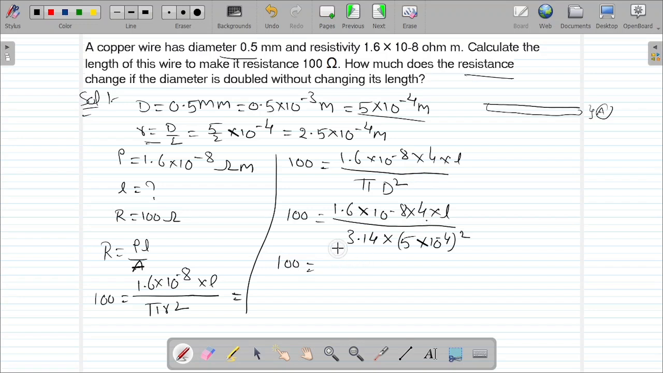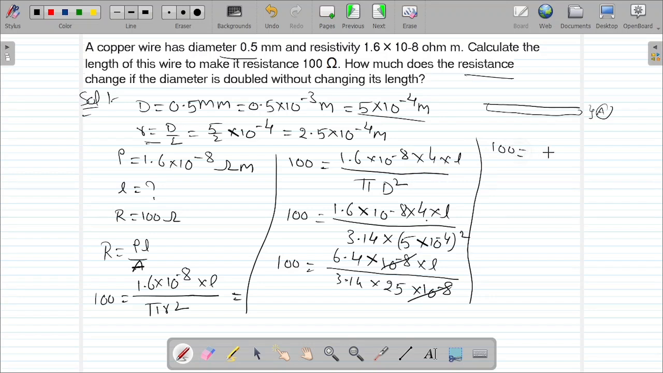1.6 into 4 is how much? It is 6.4 into 10 to the power of minus 8 into length by 3.14 into 5 square, 25 into 10 to the power of minus 8, 4 into 2, 8. 10 power minus 8, 10 power minus 8 gets cancelled. Then what is the remaining?